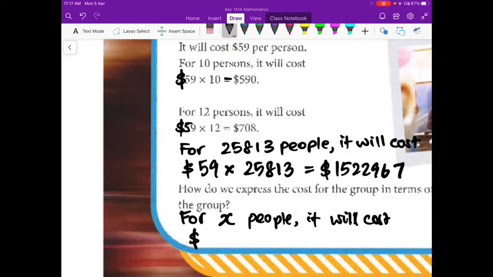Okay, so look at the pattern. 10 people, 59 times 10. 12 people, 59 times 12. 25,813 people, 59 times 25,813. What about for X people? How much will it cost? 59 times X, right? You get 59 times X. That is the amount of money that you need to spend.